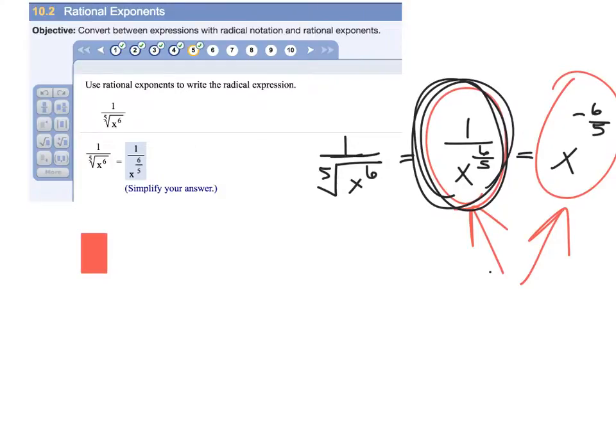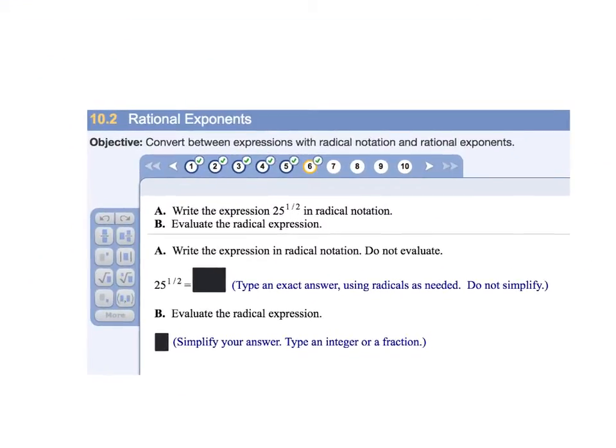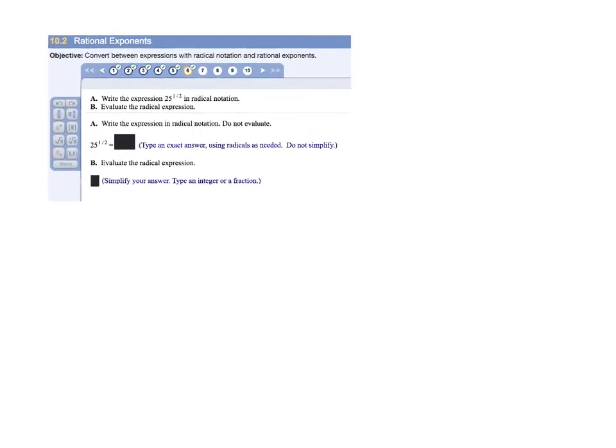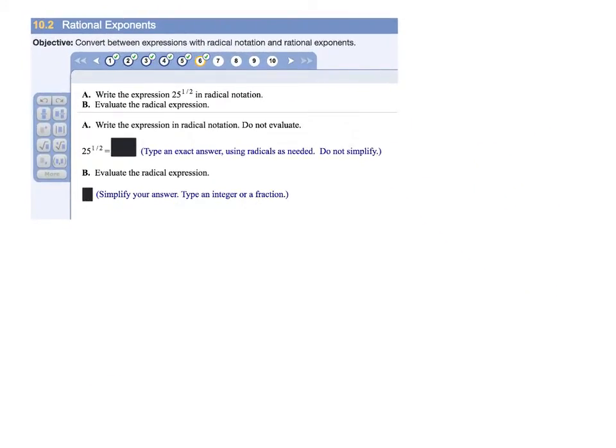But really my math lab would accept either of them. They both would work if you type them in. All right, so first thing we're supposed to do is write it in radical notation. Then we're supposed to get the answer. So that first part, you're not supposed to solve it. You're just supposed to rewrite it, and that's it.